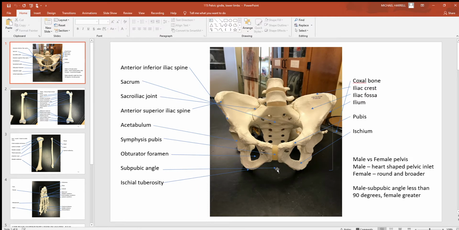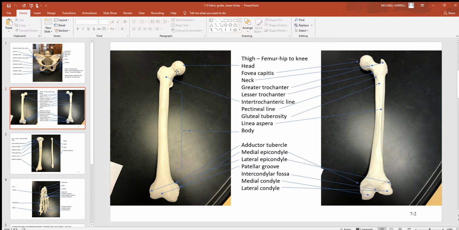But then also look at this angle down here at the bottom. In males, that angle tends to be less than 90 degrees, whereas in females it tends to be greater than that. So now let's get to the femur, the biggest, heaviest bone in your body. All right, so what's found in that thigh region from your hip to your knee. So right up here at the top, you see it's got a big head, easy to see, and there's a little point. It looks almost like a little depression or a little notch right there in the center of it called the fovea capitis.